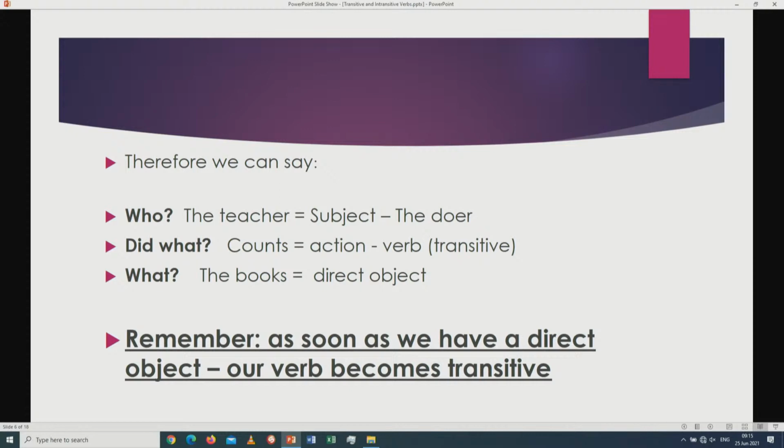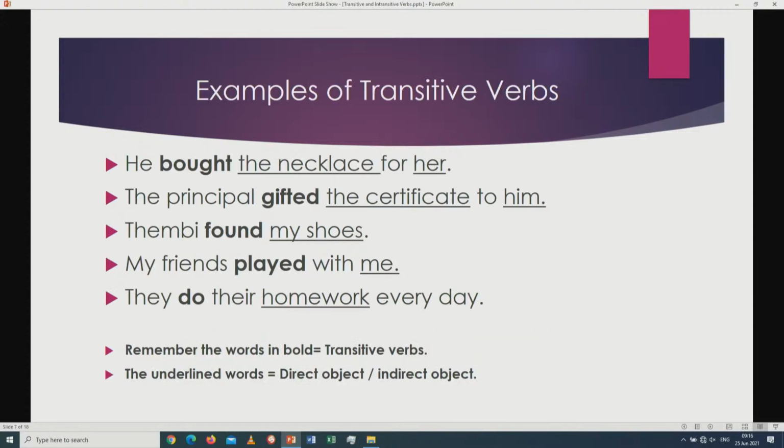Let me just say that once more. As soon as we have a direct object, our verb becomes transitive. Now let's go to the next slide.